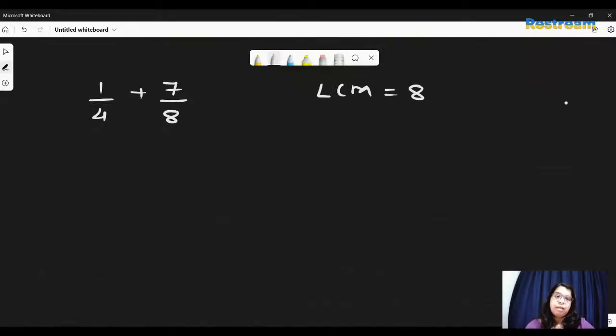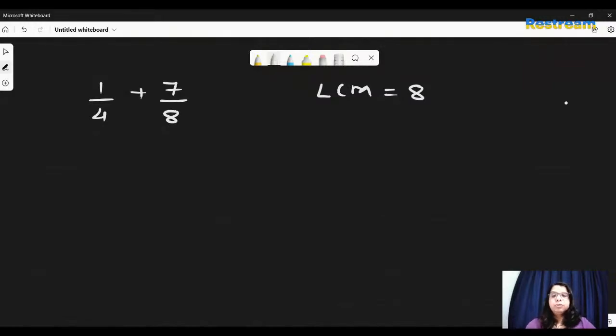Okay, next one. In this example, we are going to do, let's say, 1 by 4 plus 7 by 8. Now these numbers have some factors in common. In fact, 8 is 2 times 4. So we are going to do LCM is equal to 8, right? Can we quickly revise LCM here?